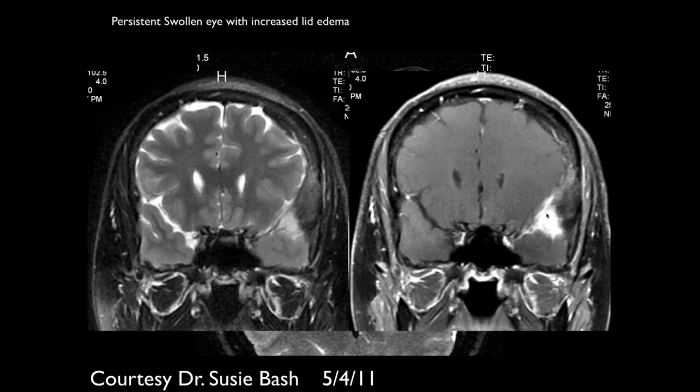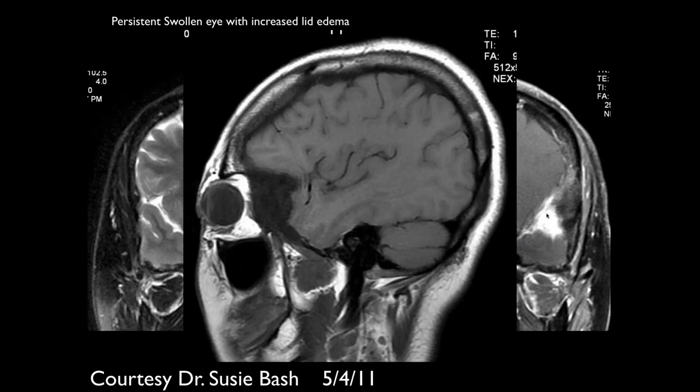A meningioma, potentially. And here's this soft tissue lesion there. And this turned out to all be meningioma. The bony reaction to meningioma.